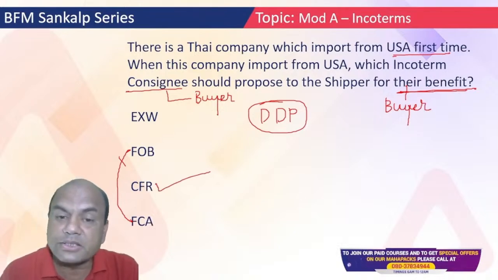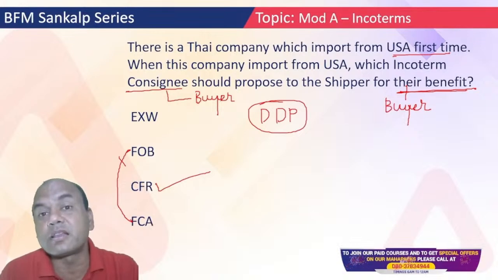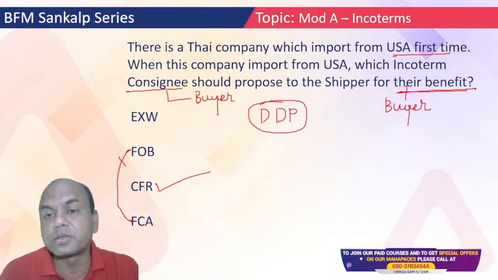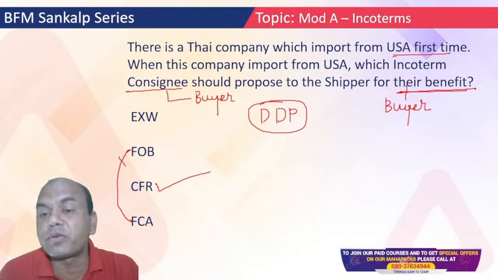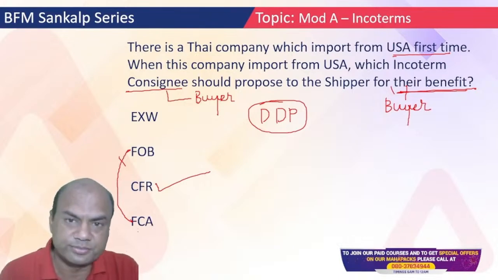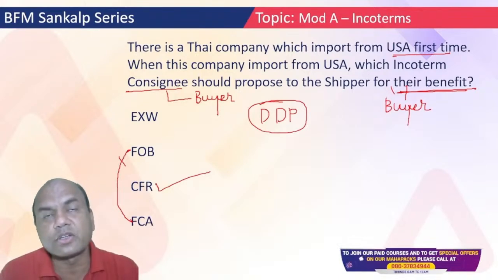Remember, DDP is the best for the buyer in ideal conditions. It might not be ideal conditions every time. So which is the best for you, that you should agree. Suppose this is for the seller's benefit, then which one is the best? Then it's Ex Works. For the seller, it's always Ex Works, right?